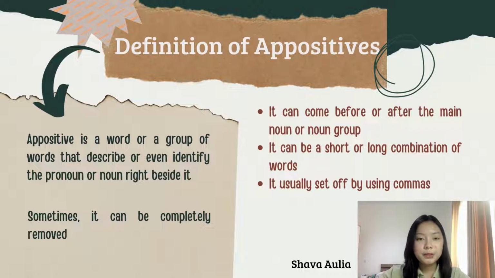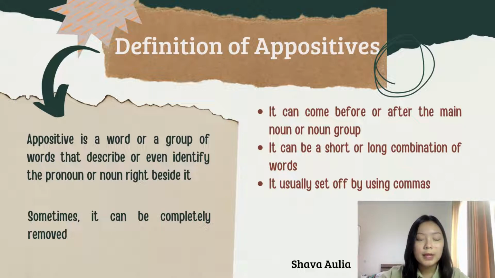Before we start with the material, which is appositives, we might want to look at the definition of appositives itself. So, an appositive is a word or a group of words that describe or even identify the pronoun or noun right beside it. It can come before or after the main noun or noun group, and it can be a short or a long combination of words. And it is usually set off by commas, unless it is closely related to the pronoun or noun it describes. In short, an appositive is bonus information.